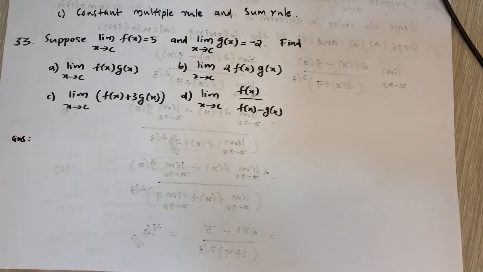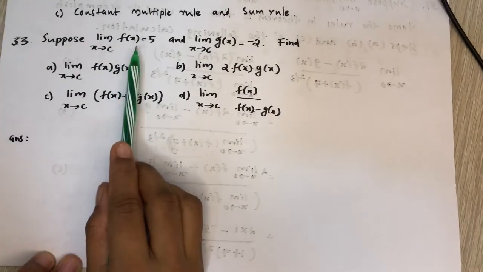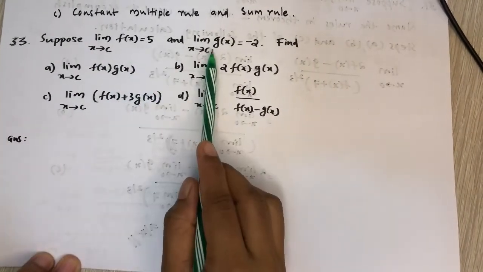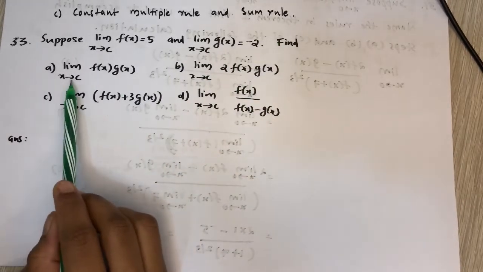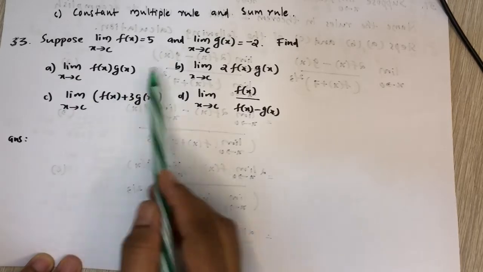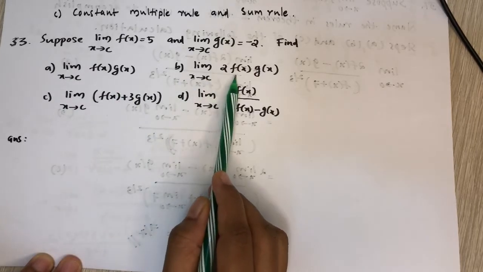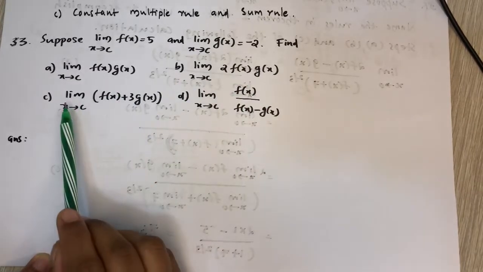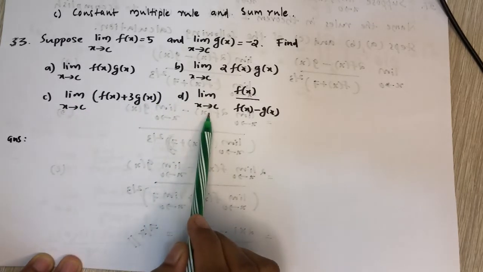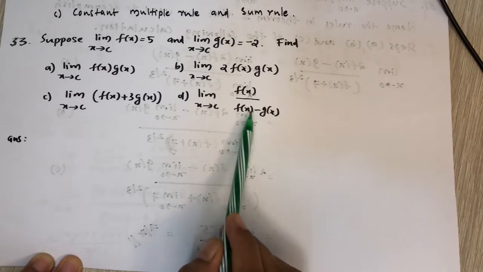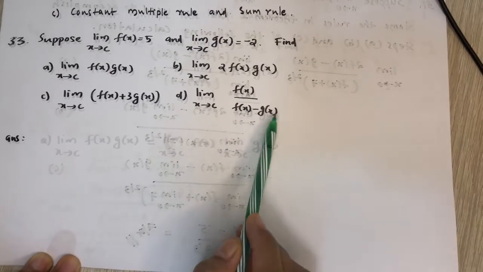Next question. Suppose the limit as x tends to c of f(x) is equal to 5 and the limit as x tends to c of g(x) is equal to minus 2. Find A, the limit of f(x) times g(x); B, the limit of 2 times f(x) times g(x); C, the limit of f(x) plus 3g(x); D, the limit of f(x) divided by (f(x) minus g(x)).